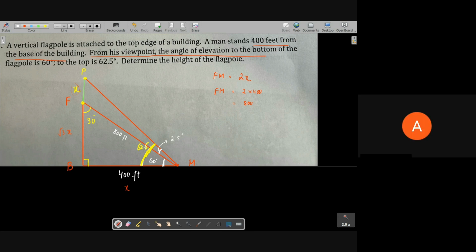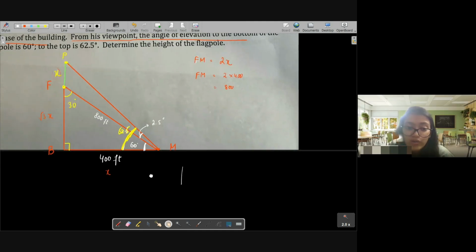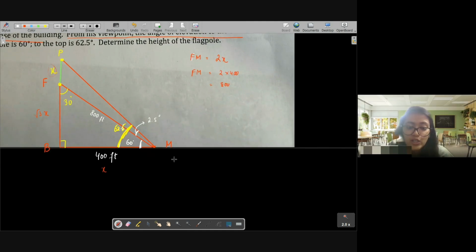Oh, wait, yeah. Is that even a right angle triangle? No, right? We don't have a right triangle, so that's why we need to use either law of sine or cosine. So let's just focus on this triangle. This is 2.5, and this is 800, and this is X.